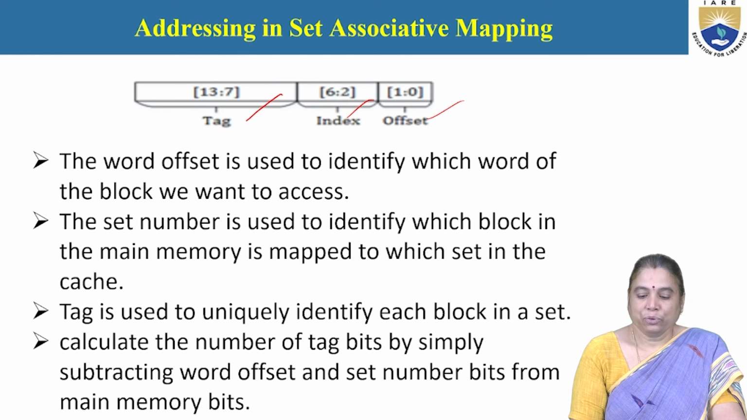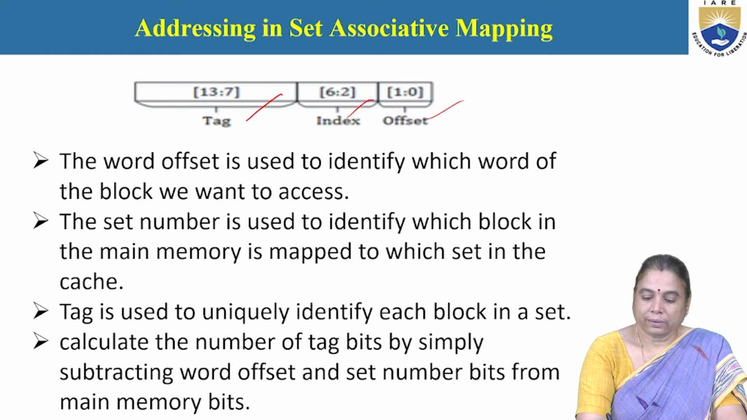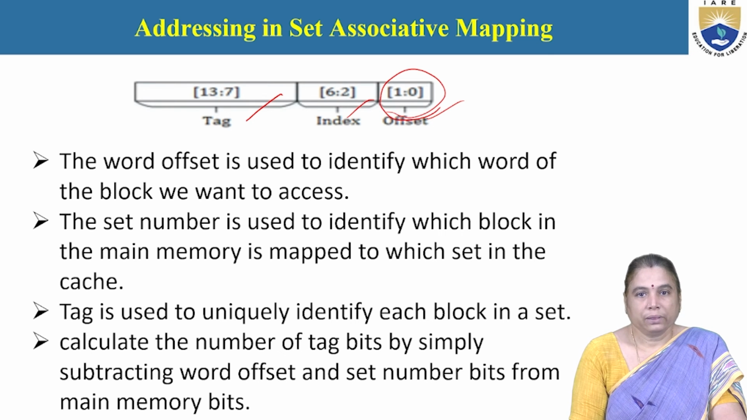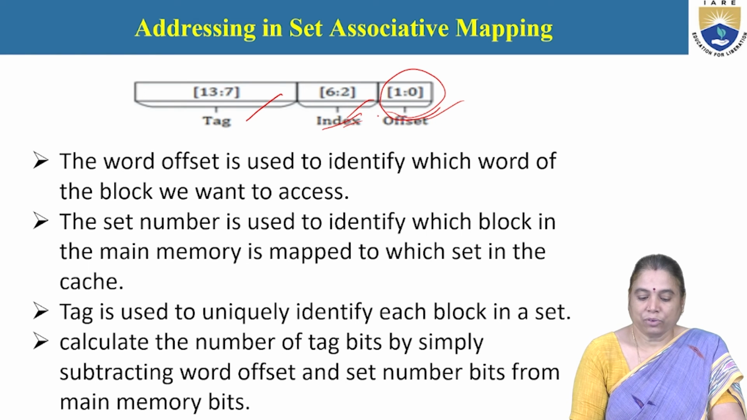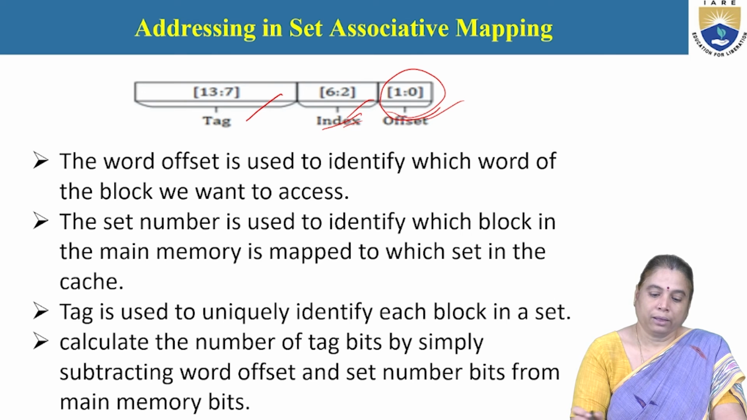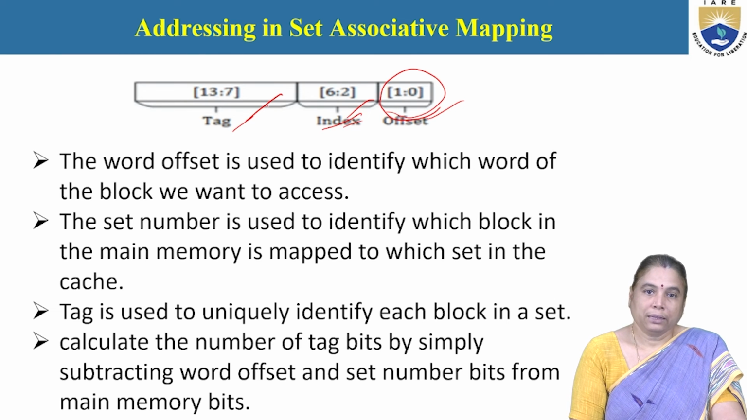The word offset is used to identify which word of the block the user wants to access. So the block from the main memory that the user wants to access can be specified with the word offset. The set number is used to identify which block in the main memory is mapped to which set in the cache. So here, this has to be used to identify the particular set of the cache with respect to the main memory. The tag is used to uniquely identify each block in the set. Here a set is a collection, and the tag can be used to trace a unique value.